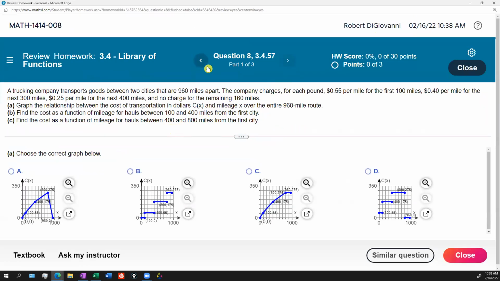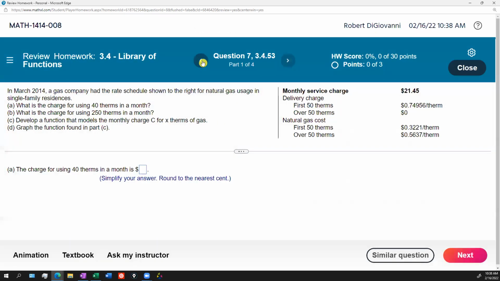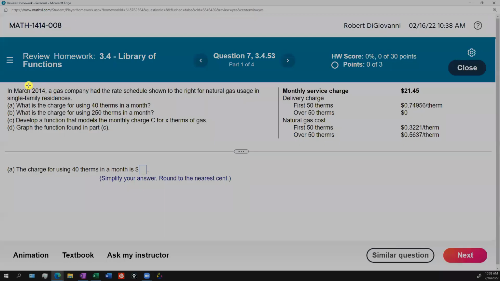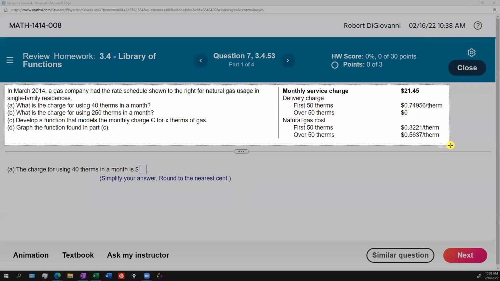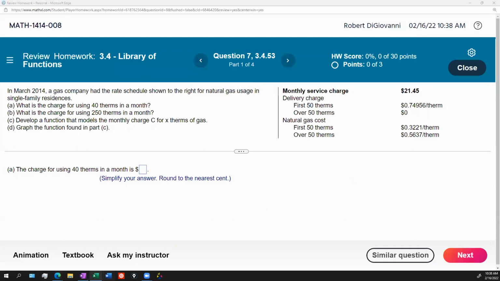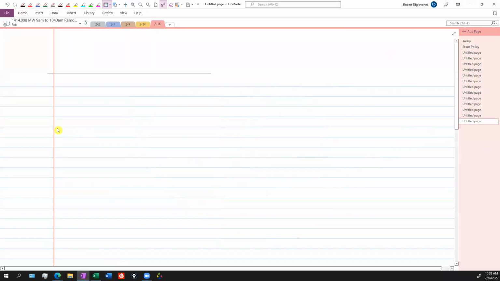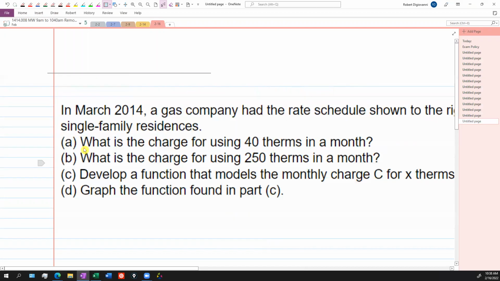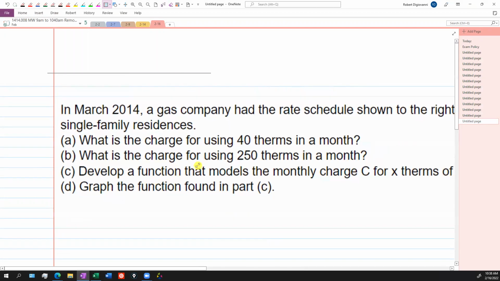Okay, this one or the one before, you said the gas bill one? Yeah, I had a question for the gas one. It was the develop a function that models the monthly charge. I had one of the functions, but I couldn't get the other one. Okay, so let me copy this first. This is actually a really good problem because it's more like something you would see in your real life, right? All right, so let me make this a little smaller here.